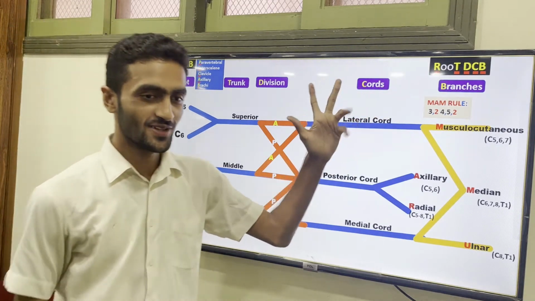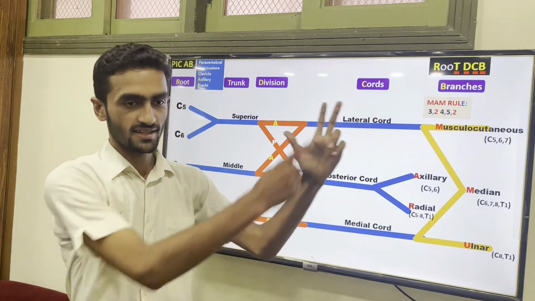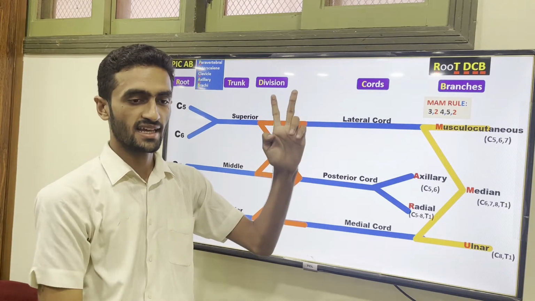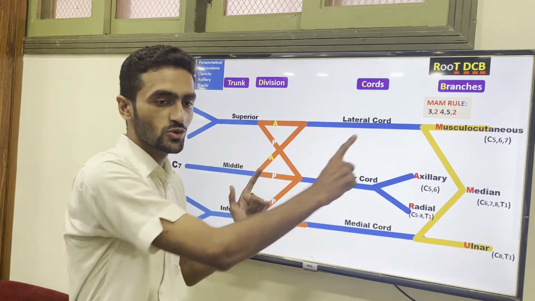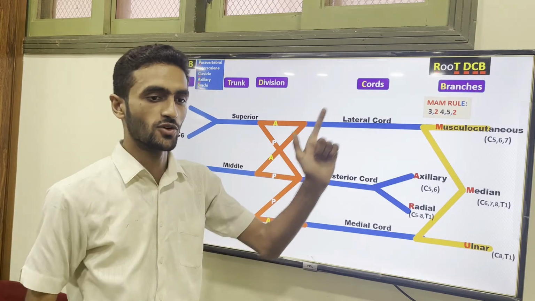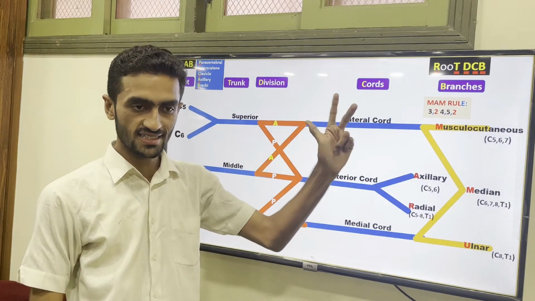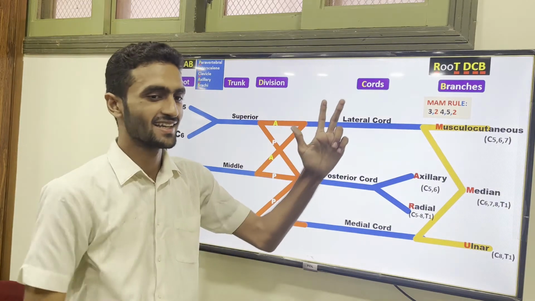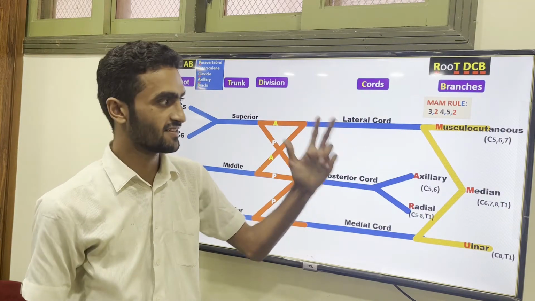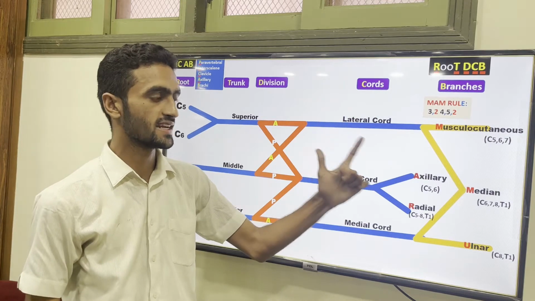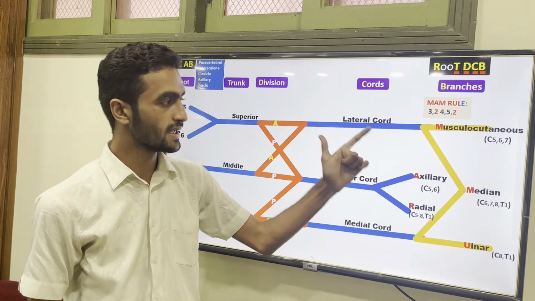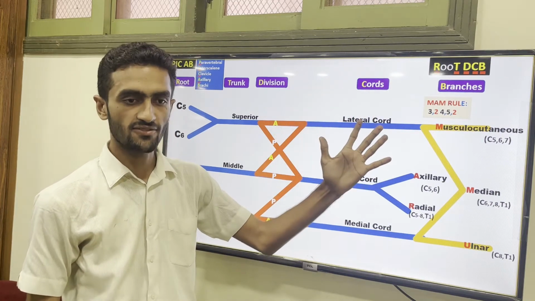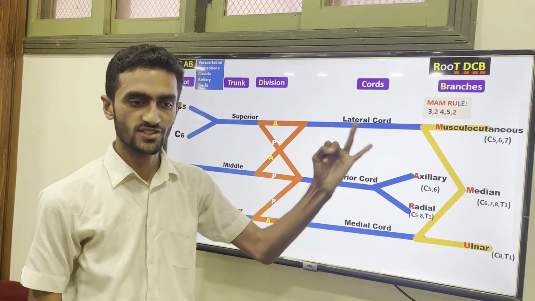One more time. First C5, C6, C7, and then 2, 3, 2, 4, 5, 2. So last three: first cover this, 5, 6, 7. Main rule, easier. C5, C6, C7, and the last two, that is your axillary. Okay, and your median, these 4 fingers, and the radial, all 5, and your ulnar, last two.